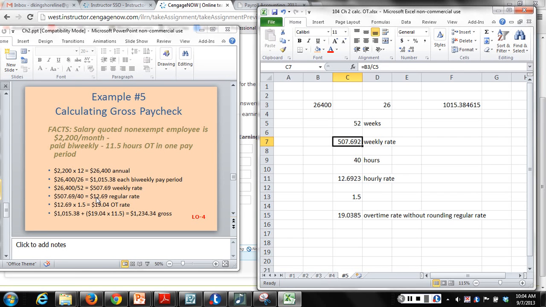Okay, that is an important step to get to the overtime amount of pay. And so we multiply this rounded 12.69 times 1.5 and get 19.04. Actually, it was this rate over here, 19.0385, rounded up to 19.04, which is what we've done here. So to put all this together and finish this calculation, we take this number here, the $1,015.38 for their regular biweekly pay. That's the beginning. We're dealing with 11.5 hours of overtime.